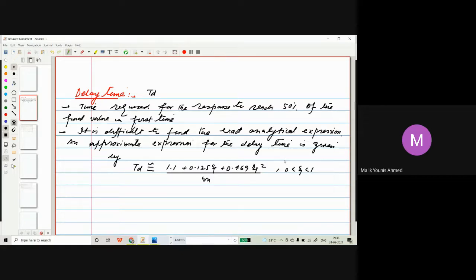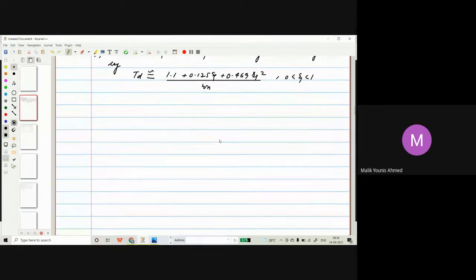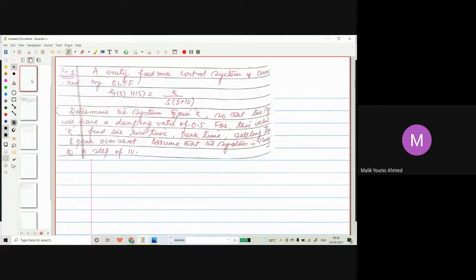Now, the delay time is obtained by setting c of t equal to 0.5 and solving for t. It will be very difficult for us to get that expression analytically. So delay time is normally approximated by this expression, which you can use, but mostly we don't use it. Okay, now let us move to the numericals.